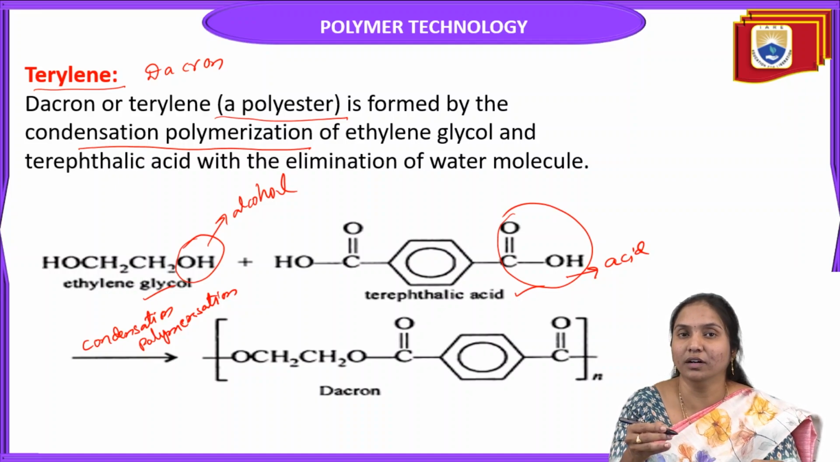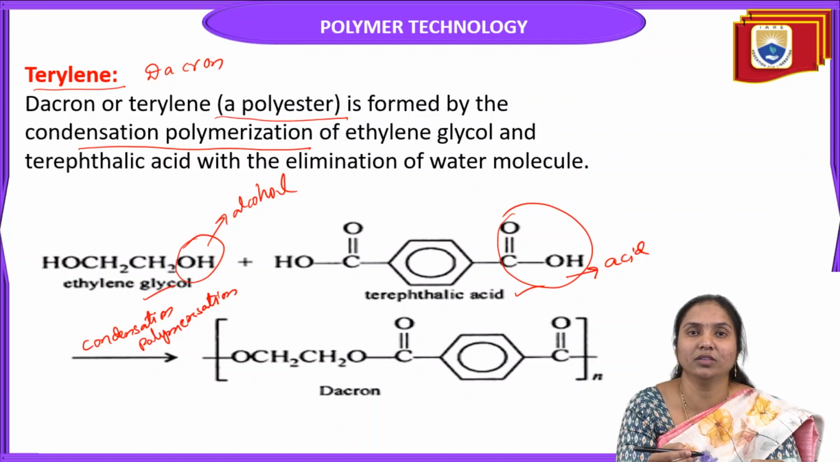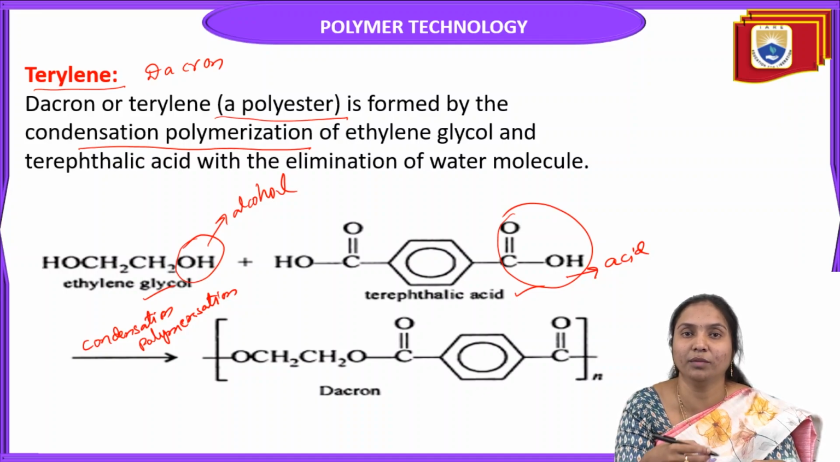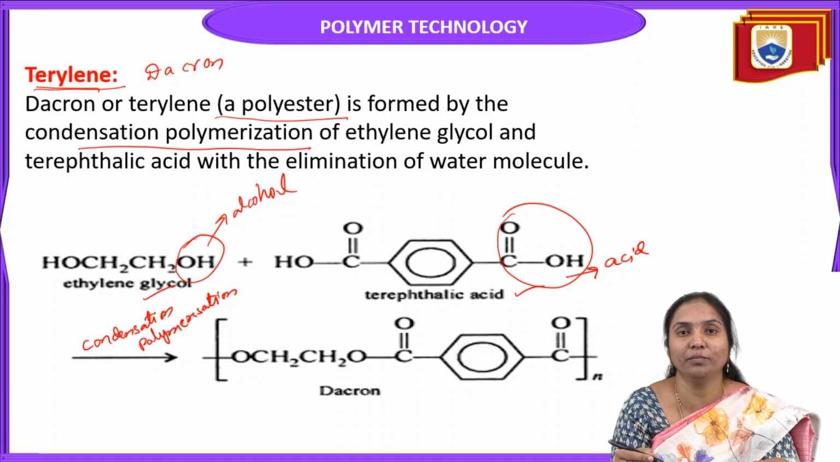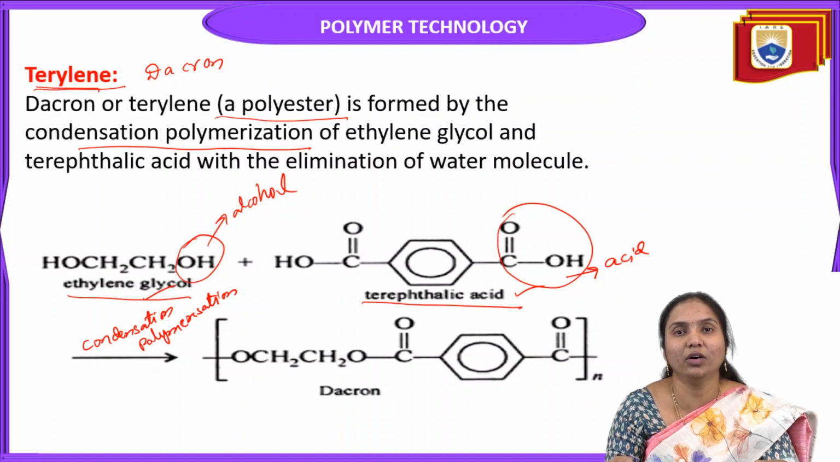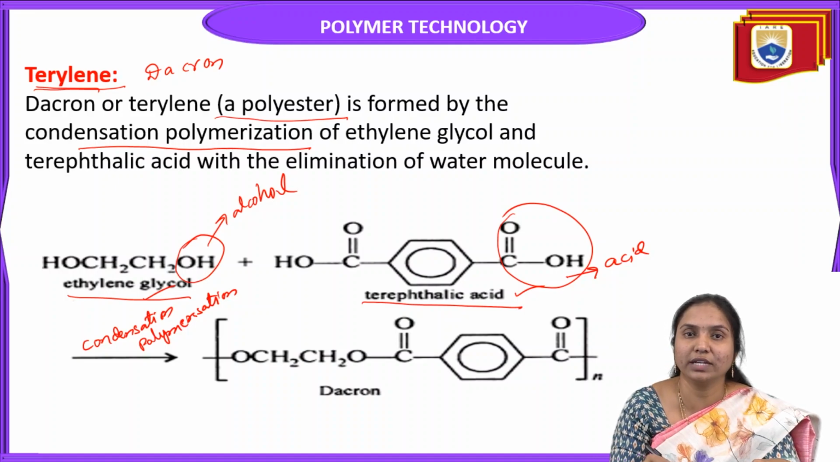In these synthetic polymers, nylon 66 we already discussed, how to prepare it and its properties and uses. Now let's discuss terylene. How can you prepare terylene? It is prepared by the condensation polymerization of two different functional groups of monomers: terephthalic acid and ethylene glycol. These two monomers undergo condensation polymerization to form Dacron, polyester or terylene.